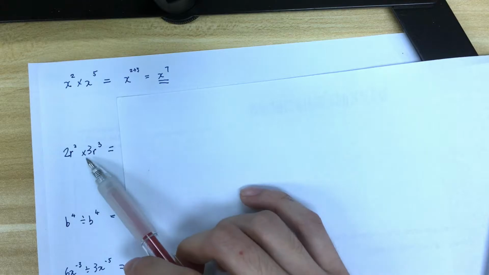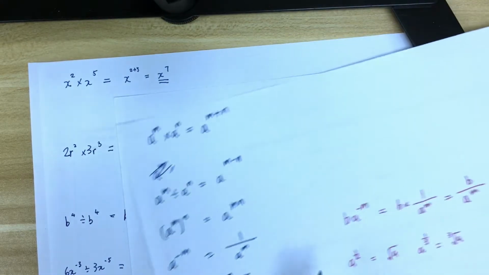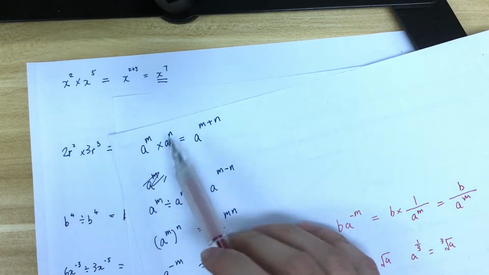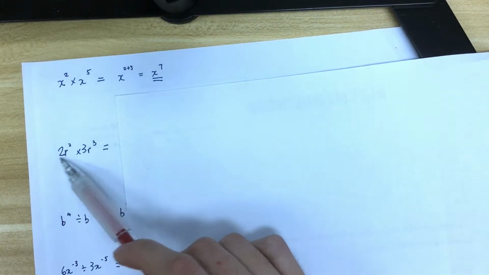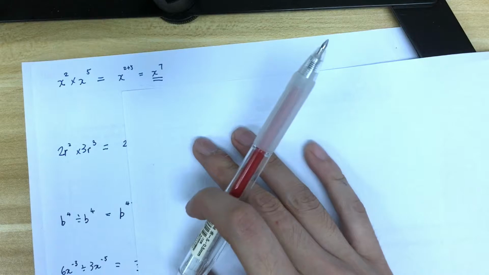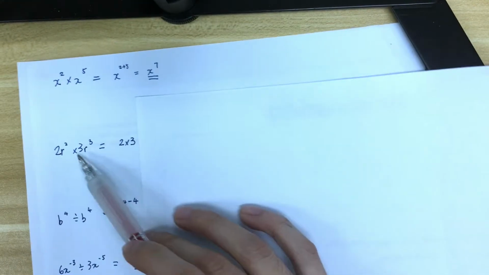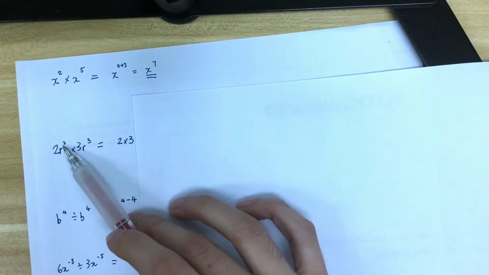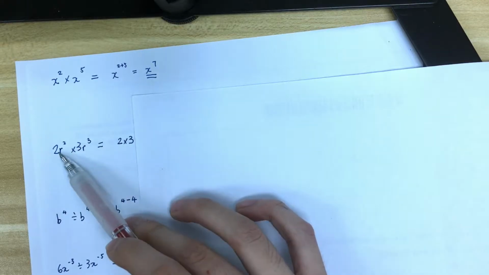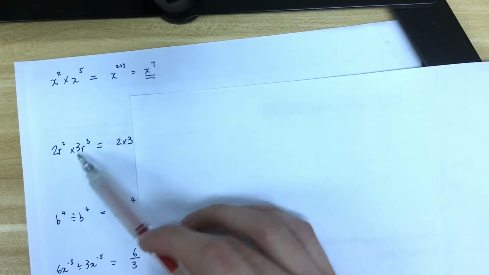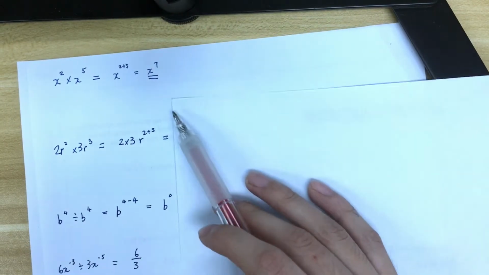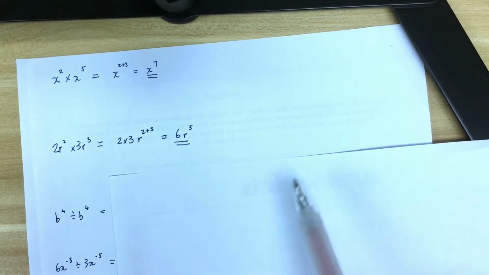The next question here is a little bit more complicated than purely this, but it's just algebra. 2 times 3 is 6, and your index law states that for r squared times r cubed you get 2 plus 3, so r to the power 5, and that's the answer: 6r to the power 5.